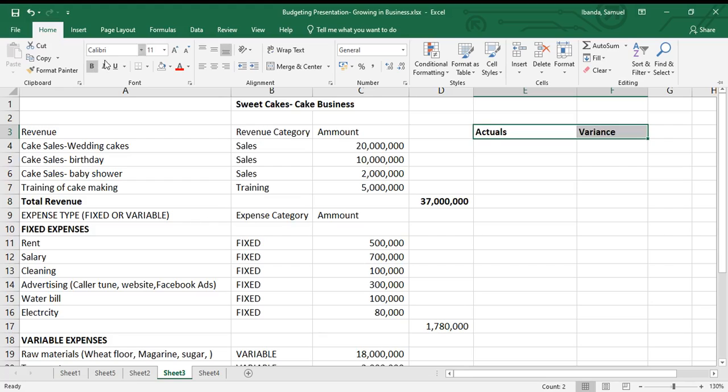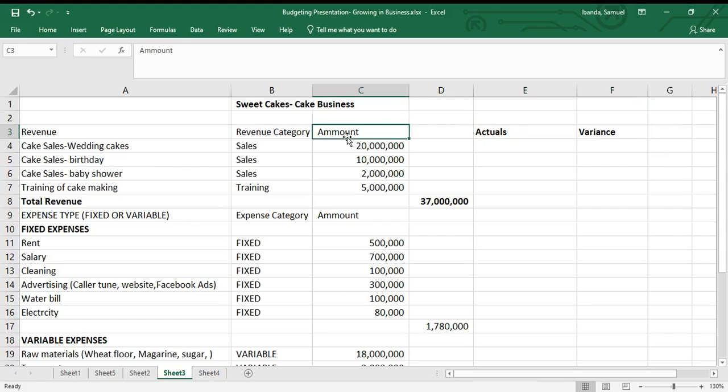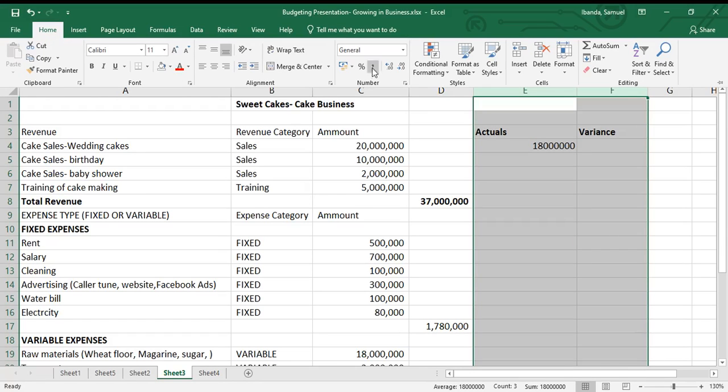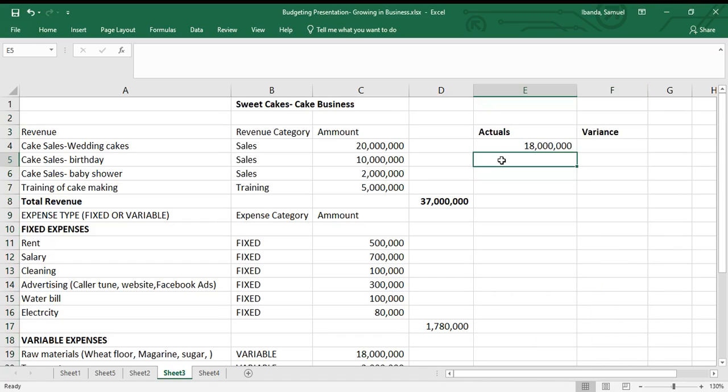So once I add those respective columns, my aim is to make sure that at the end of the month I keep an update here. So if I budgeted for wedding cakes, I budgeted for 10 million, and I've actually gotten let's say maybe 18 million, I'll come and put it there. Let me just try to put this. Okay. And for birthday cakes, in case maybe I actually made 5 million instead, I'll put it there.